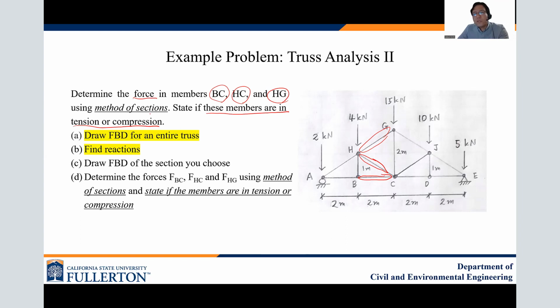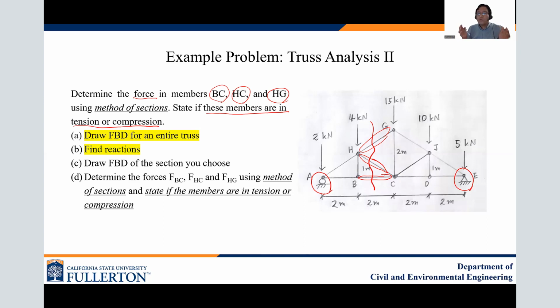So we do this one using the method of sections, because it asks for the member forces of only 3 members. In this case, the best way is to cut the members this way. You can choose either the left side or the right side. But you can see that this is a roller support, so there's an unknown reaction, and E is a pin support, so there are also unknown reactions.